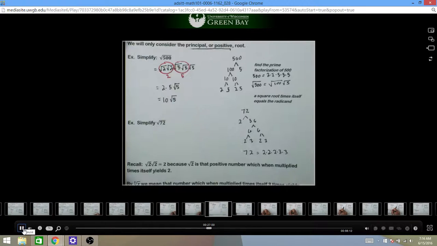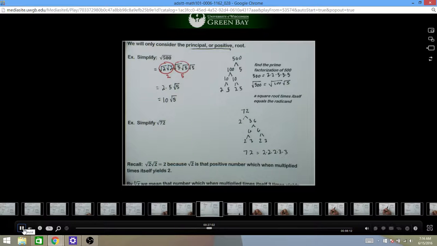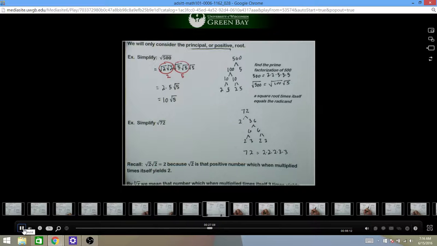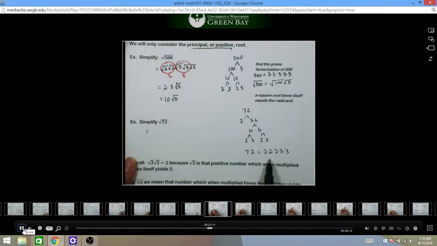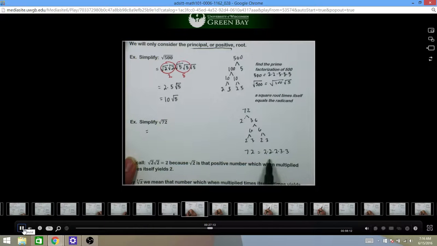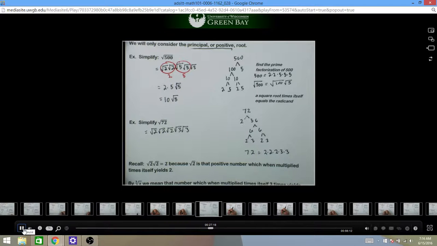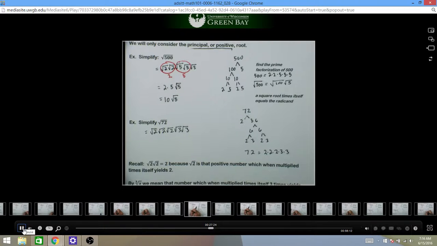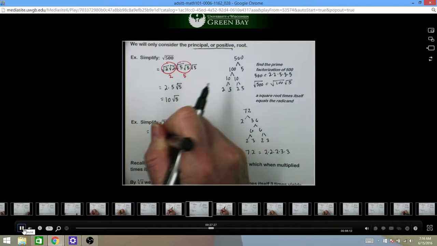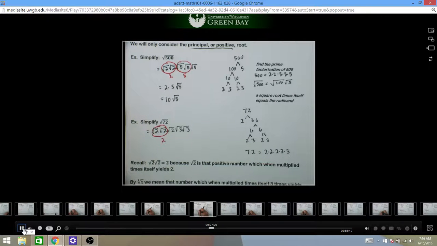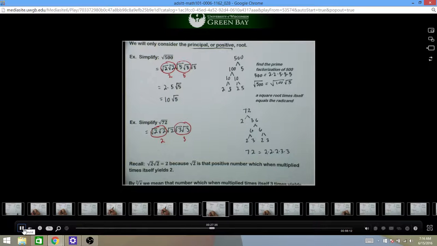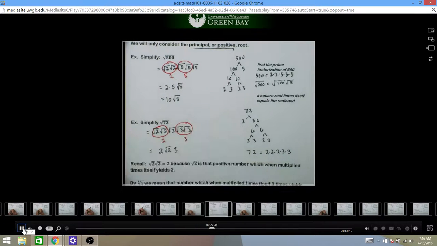So you should have got 72 is 2 times 2 times 2 times 3 times 3. So the square root of 72, you can write as square root of 2 times square root of 2 times square root of 2 times square root of 3 times square root of 3. So the two square roots of 2, those multiply to exactly equal 2. And then the two square roots of 3, square root of 3 times the square root of 3 is exactly 3. So we have 2 times the square root of 2 times 3, because we have that extra square root of 2 all by itself.